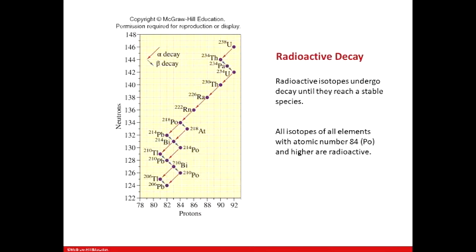They can use in this process, and eventually it stops, or it reaches some state where it prefers not to decay any further than lead. Okay? So radioactive isotopes undergo decay until they reach a stable species. Stable, in this case, uranium goes until it reaches lead. All isotopes of all elements with atomic number 84 and higher are radioactive. You get it? So where do we have 80? So right here. Get it?